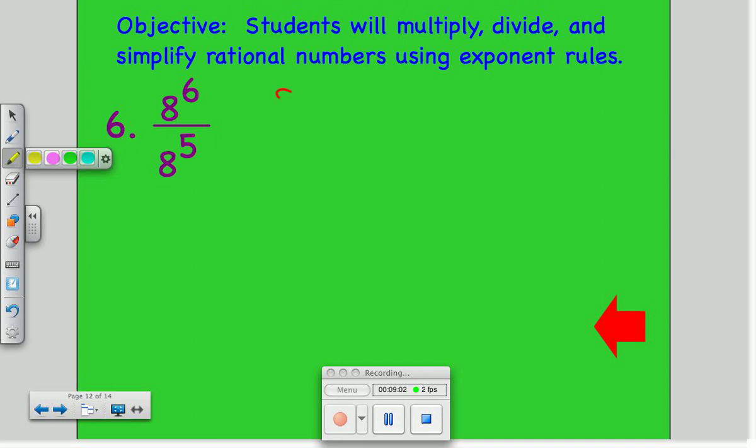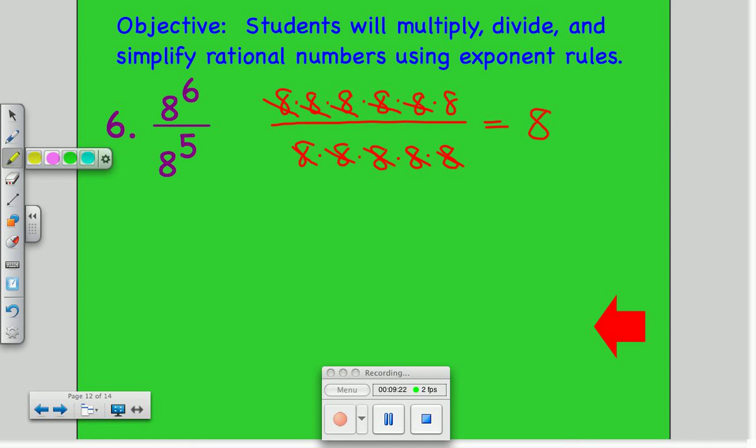8 to the power of 6 over 8 to the power of 5. So that's 6 eighths and 5 eighths. Cancel them out. And we have 1/8 left. Or 8 to the power of 6 minus 5 is 8 to the power of 1, or just 8.